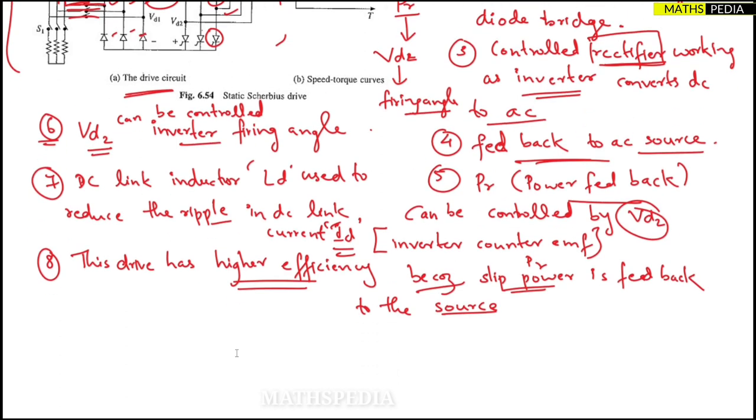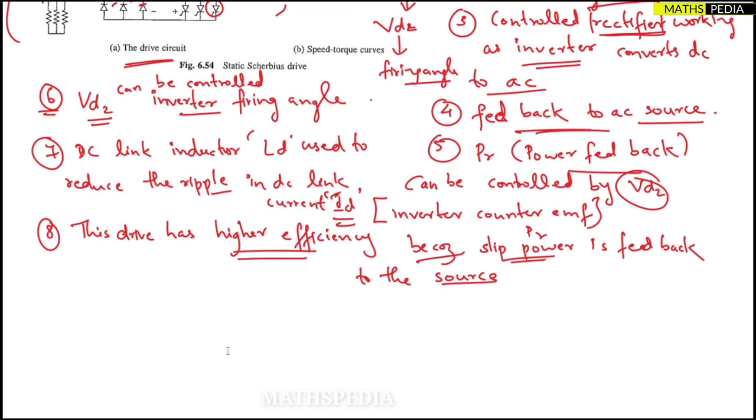wasting the power. See, in rotor resistance control, we are wasting the power in what? Resistors. We are using external resistors, and there we are wasting the power. But in this drive, we are not wasting the power, we are feeding it back to the AC source itself. So we are not wasting the power, therefore it will have higher efficiency. This is an important point.